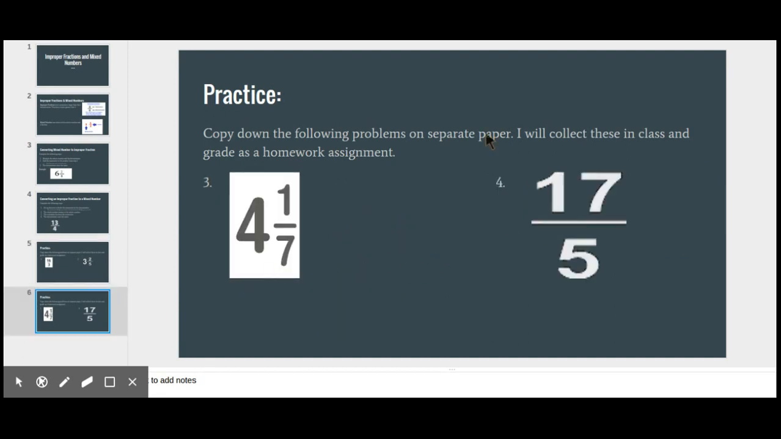Next, you're going to copy down these two examples: convert 4 and 1/7, that mixed number, to an improper fraction, and then take the improper fraction 17/5 and convert it to a mixed number.